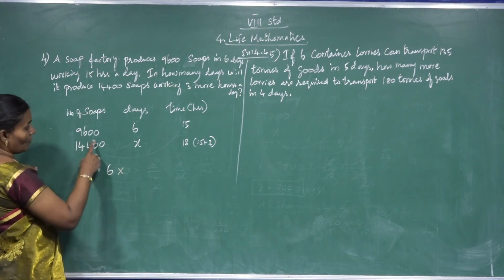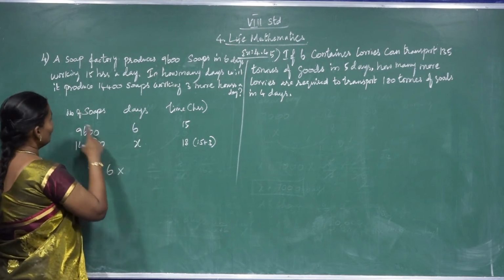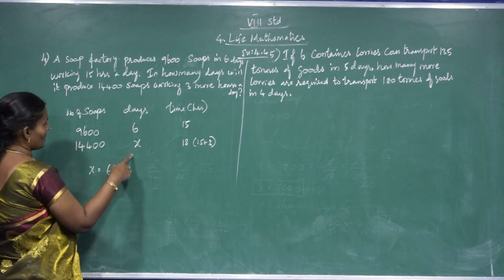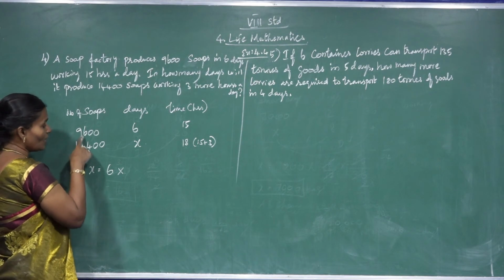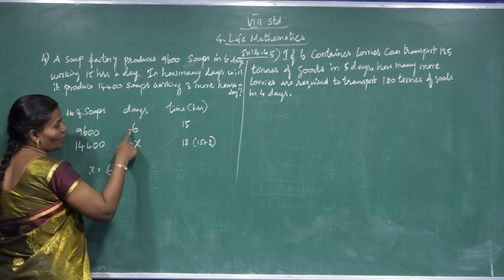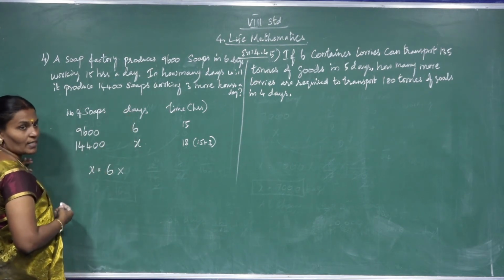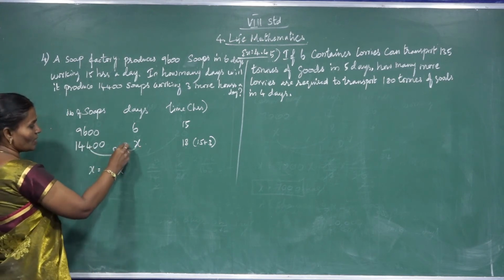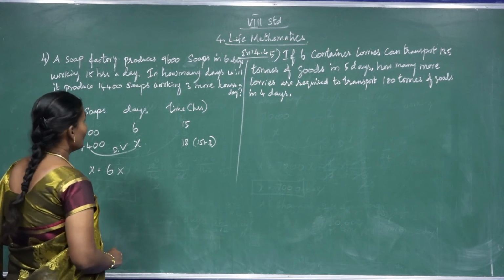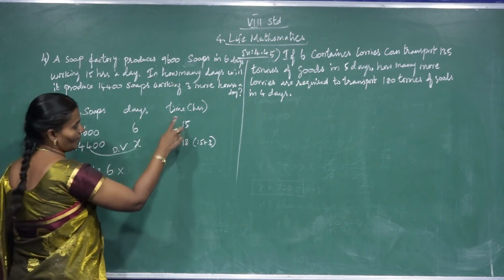Multiple. Okay. First you compare the days. So number of soaps compare with the days. Okay. So here the soaps are increasing. Definitely the number of days also increase. Okay. So these two are direct variation. Now compare the days with the time.